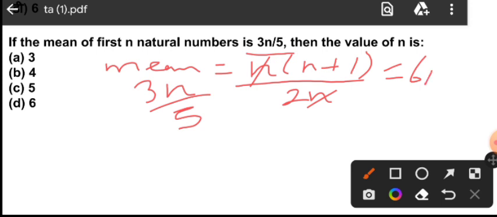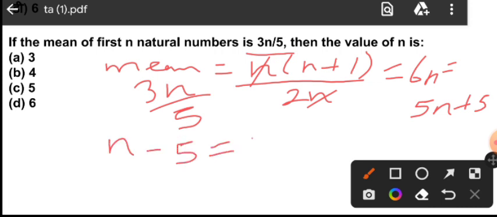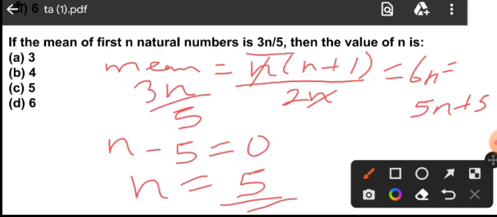So 6n is equal to 5n plus 5, right? When we subtract it from the left side, it will come 6n minus 5n is equal to n minus 5. So the right side will become 0, and so n will be 5, n is equal to 5. So the correct answer is option C, 5.